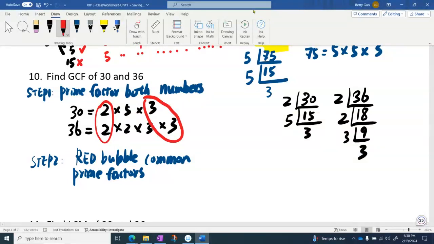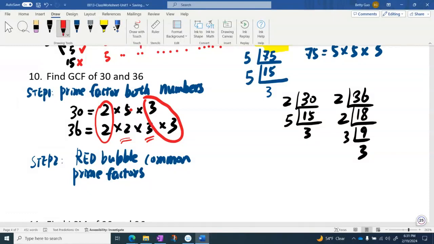3 is a prime factor of 30. 3 is also a prime factor of 36. So 3 is common. Any other common prime factors? 5 is not common. And we don't have this 2 because 30 doesn't have an extra 2 to match this one. And 30 doesn't have an extra 3 to match this one either. So that's it. So 30 and 36 only have 2 common prime factors.